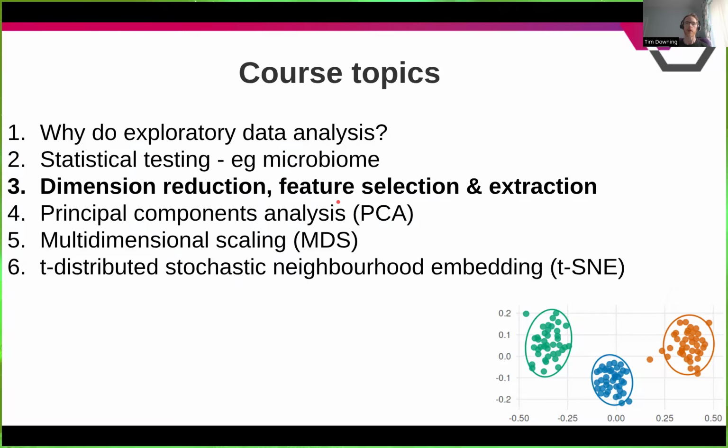Welcome to video 3 in our course on ST9. In this third video, we'll be talking about dimension reduction, feature selection, and feature extraction.